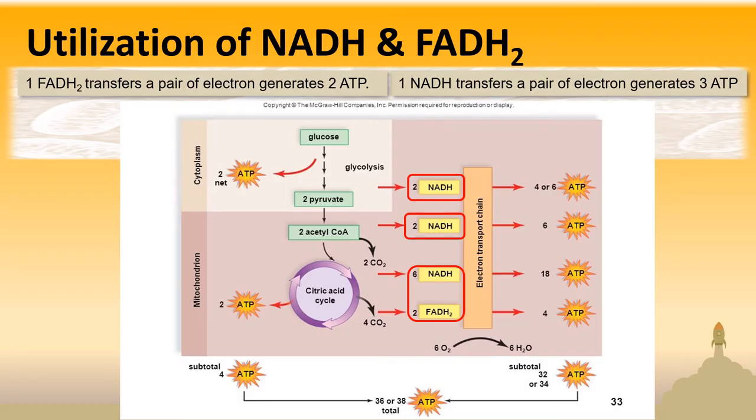Utilization of NADH and FADH2. One FADH2 transferring a pair of electrons generates two ATPs, while one NADH transferring a pair of electrons generates three ATPs in oxidative phosphorylation. We know that glycolysis produces two NADH, while link reaction also produces two NADH. In Krebs cycle, six NADH and two FADH2 are produced. So, how many ATPs actually are produced?